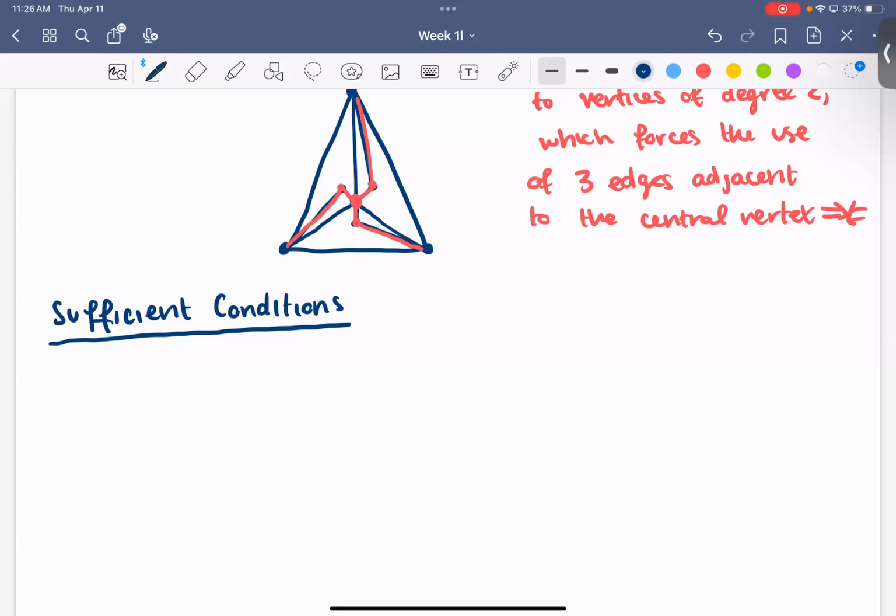So what we will prove is that if the minimum degree of any vertex, little delta of G, is greater than or equal to the number of vertices of the graph divided by 2, which is quite a lot, meaning every vertex has an edge to more than half of the vertices, then the graph is Hamiltonian.